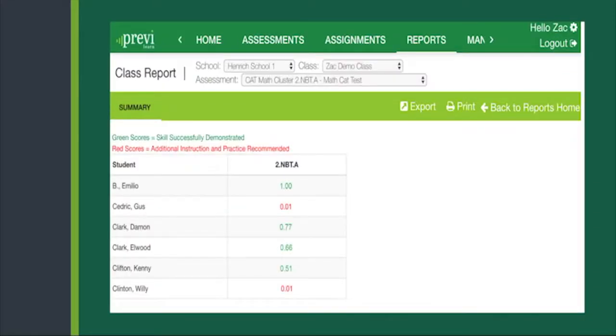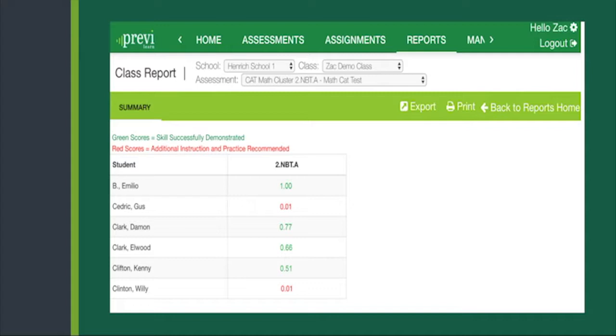The score reports from the computer adaptive assessment provide information about whether the student has successfully demonstrated skills or is in need of further instruction and practice within a cluster, grade, or learning progression, depending on the test that was administered. In addition to the decimal value, the report provides an indication of whether the student has successfully demonstrated skills or is in need of additional instruction and practice.